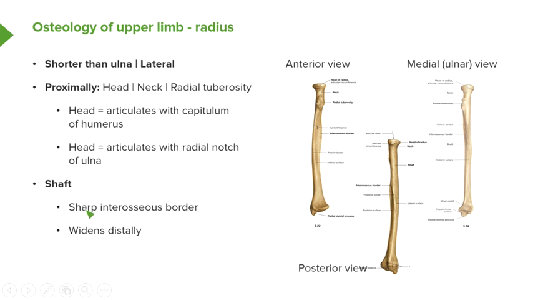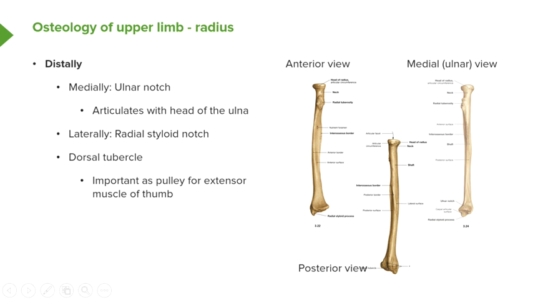The shaft, again, has got this sharp interosseous border, just like the ulna did, allowing the interosseous membrane to attach. And the shaft of the radius is going to widen quite distally as it passes away from the elbow joint. And again, we have a radial styloid process that can be palpated on the lateral aspect of the radius.